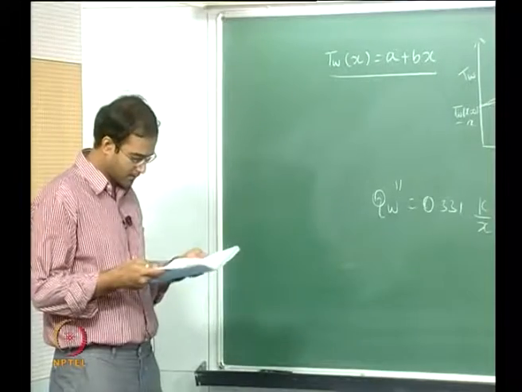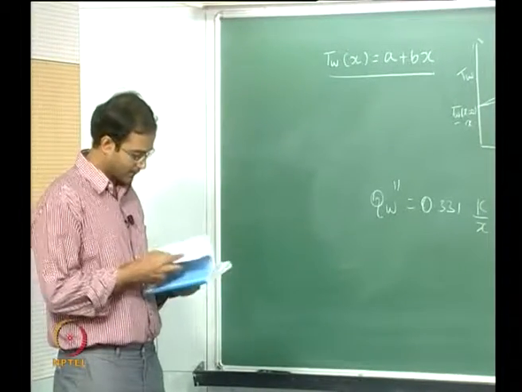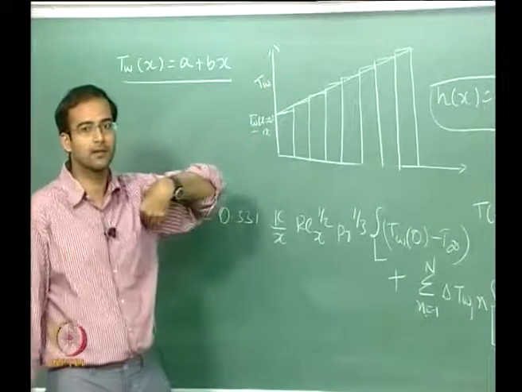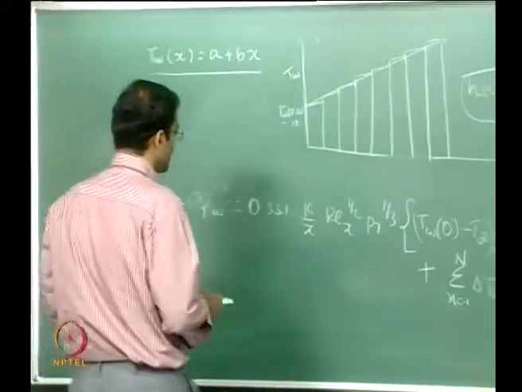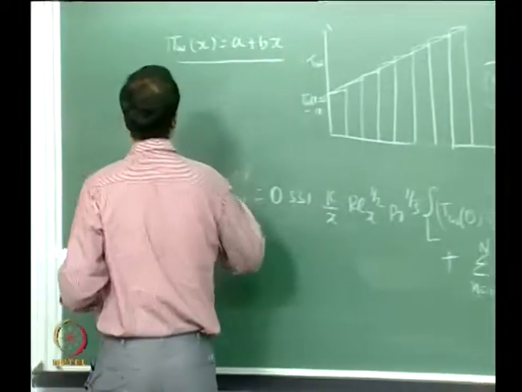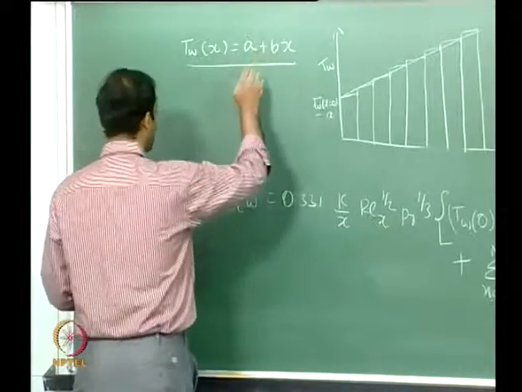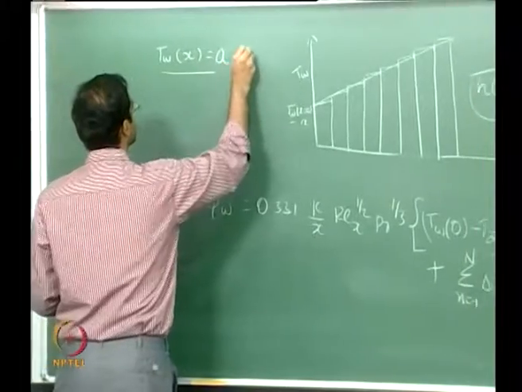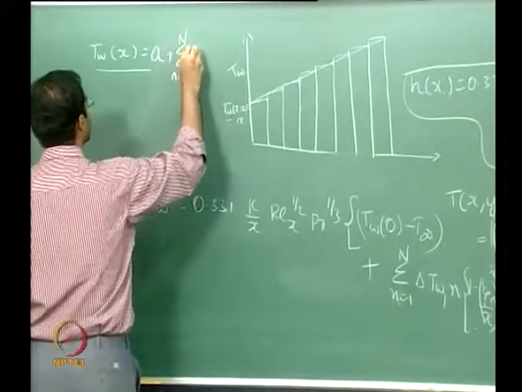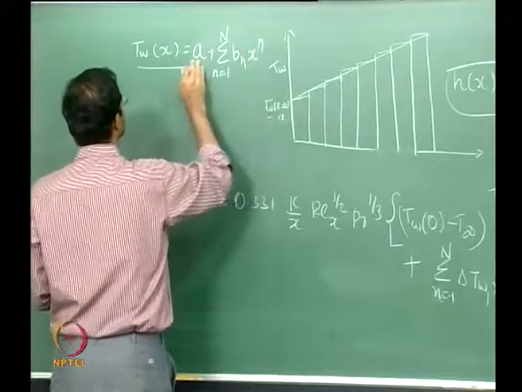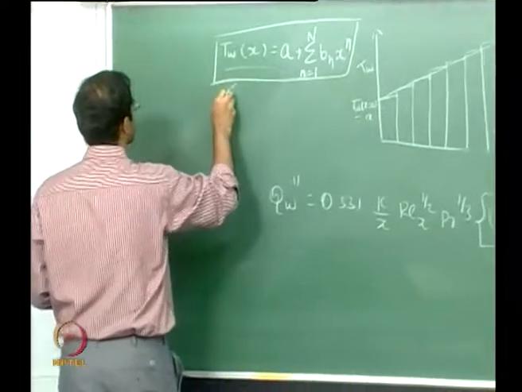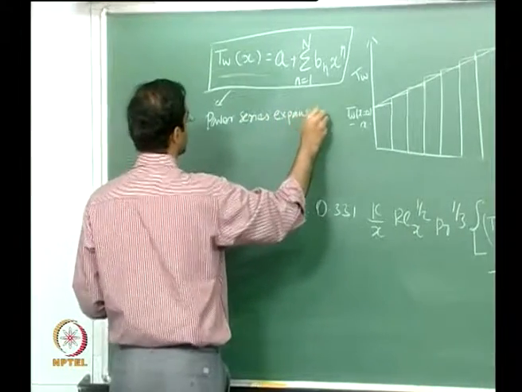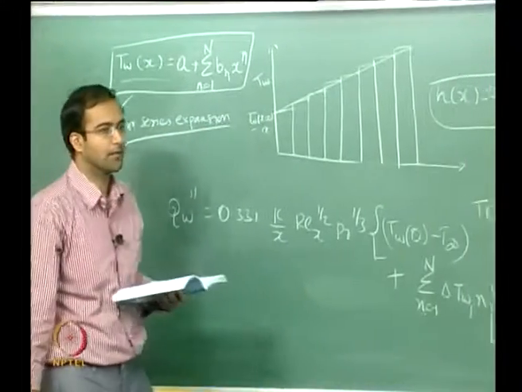Okay, now for more complex profiles, it's more likely that most of the wall temperature variation cannot be approximated just by a straight line, it will be a more complicated profile. So for a more complicated wall temperature variation, what is common practice is that we can approximate the wall temperature variation as something like a power law series. So instead of using an A plus Bx relationship, we can write this as A plus summation n equal to 1 to capital N B n x power n. Okay, so this is a power series expansion, which can be used to approximate more complicated profiles.